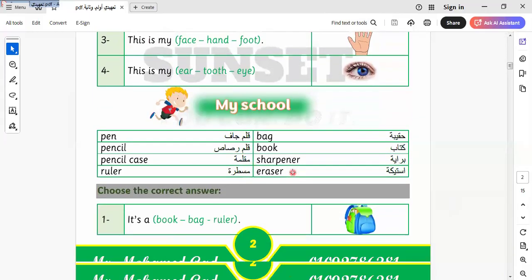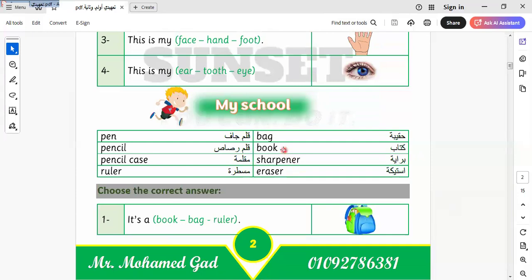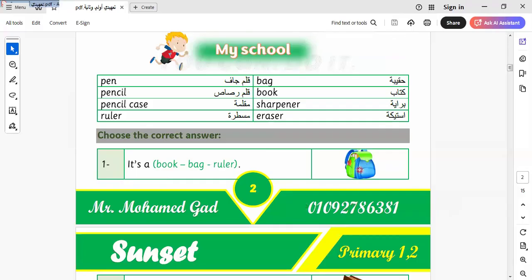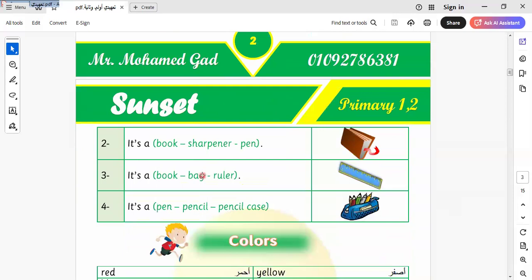This is the part where we talk about the school items we have in our bag, like what? Like pen, pencil case, ruler, bag, book, sharpener, eraser. Okay, we know that eraser. We have another meaning of eraser, which is wrapper. But the famous word that we use will be eraser. Okay, what is this? We can say it's a bag. All of us know it. I'm listening to you saying bag.